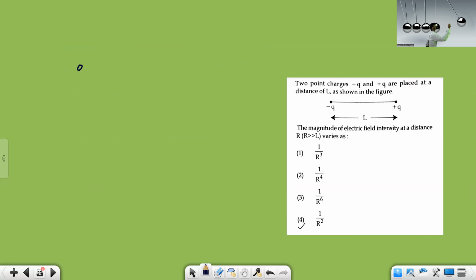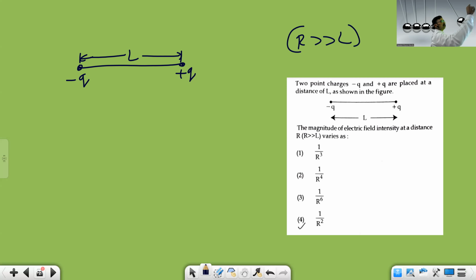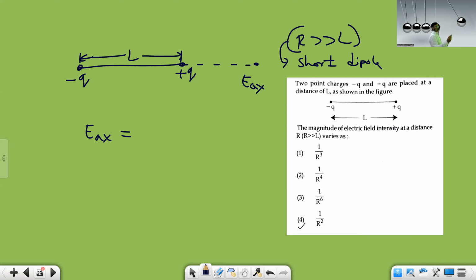Two point charges, minus Q and plus Q. You know very well about this stuff. They are separated by a length L, and they told, as shown in the figure, the magnitude of electric field intensity at a distance capital R. Capital R is greater than L, which means I can call it a short dipole. Suppose, for example, I take the point just on the axial line. Axial or equatorial, it doesn't matter. Suppose I want the axial electric field intensity at a distance R.